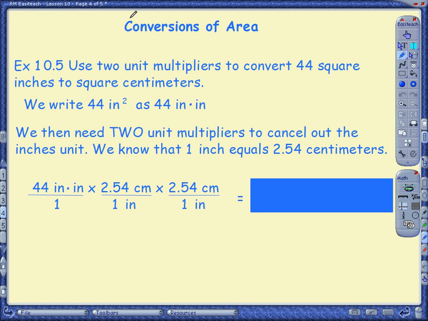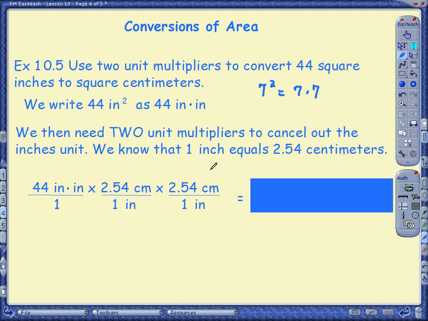Next. We want to use 2 unit multipliers to convert 44 square inches to square centimeters. This is conversions of area. We've done conversions of linear units. When we have 44 inches squared, it's just like writing a number to the second power. If we have 7 to the second power, it means 7 times 7. If we have inches to the second power, it means exactly the same thing: inches times inches.